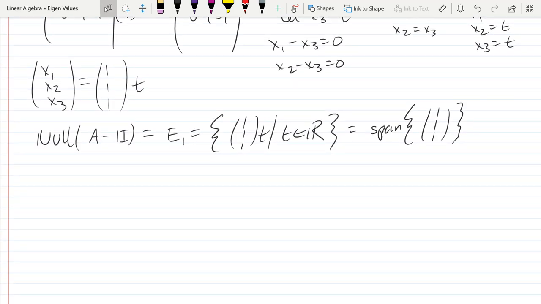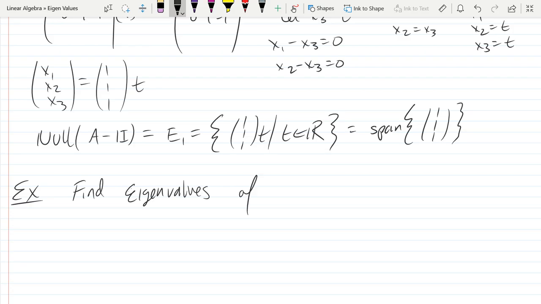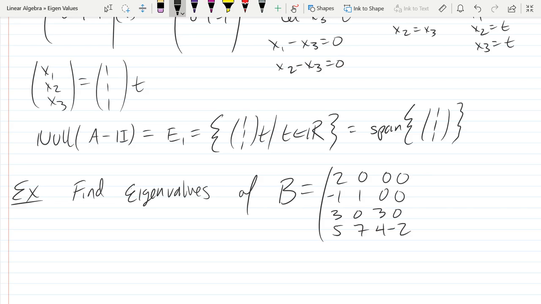All right, so any questions on getting our null space here? So we're going to do one example where we'll find the eigenvalues first. Maybe we'll find one or two of the eigenspaces, but just go for all the eigenvalues first. Alright, this is a lower triangle matrix. How would you get the determinant?